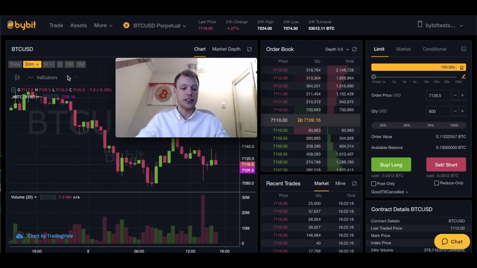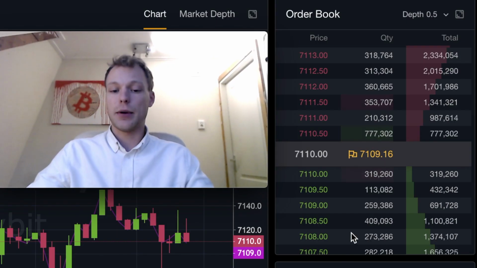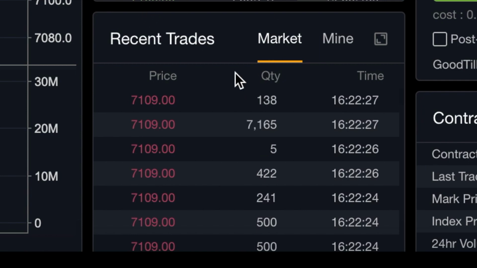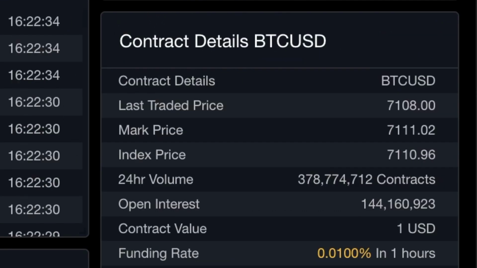Here we can see the chart of Bitcoin. Here we can see the order book. Here we can see the types of orders. We have a limit order, a market order, and a conditional order. Below that we see the recent trades, and below the order types we see the contract details.